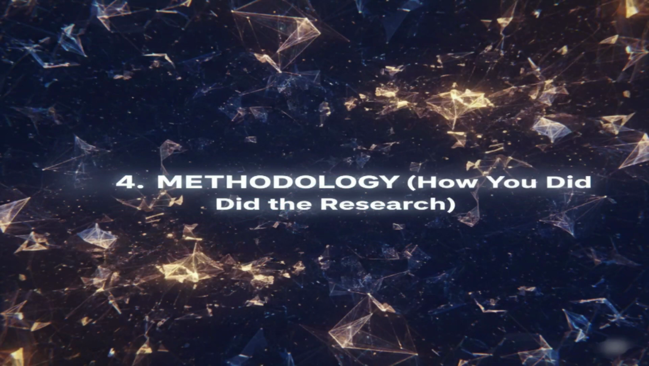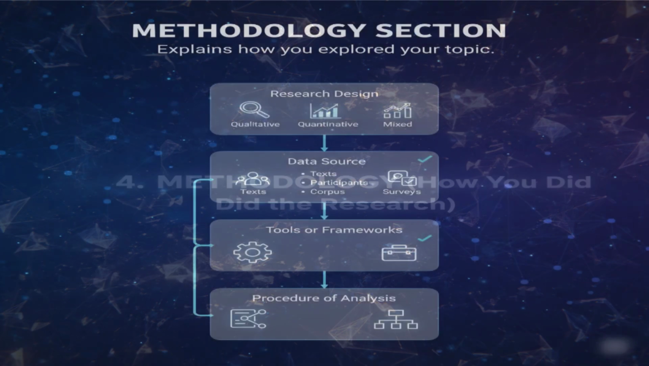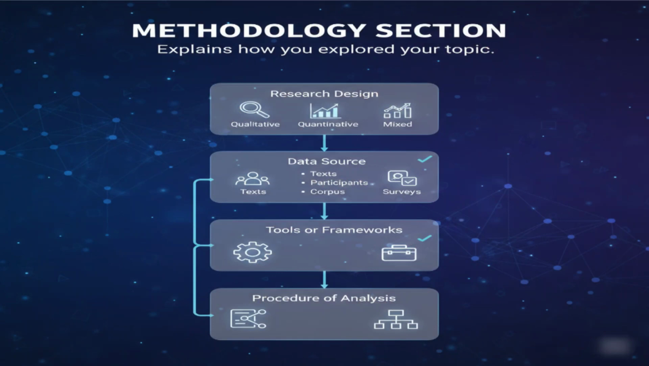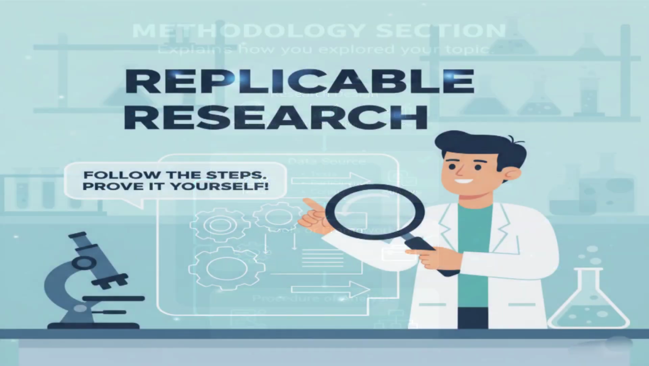Fourth, methodology. How you did the research. This section explains how you explored your topic. You mention research design, qualitative, quantitative, mixed, data source, texts, participants, corpus, surveys, tools or frameworks used. Procedure of analysis. Clarity matters here more than fancy language. Anyone reading this should understand: if I wanted to repeat this study, I could.